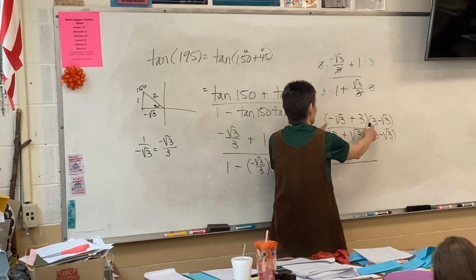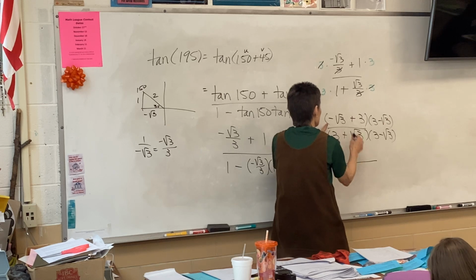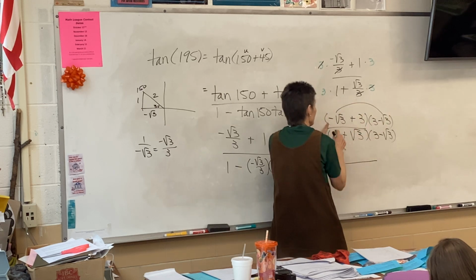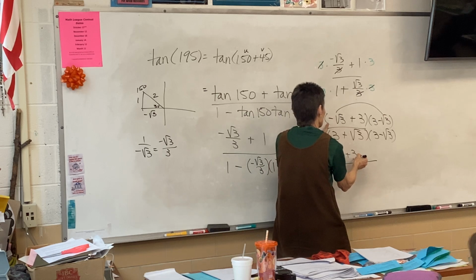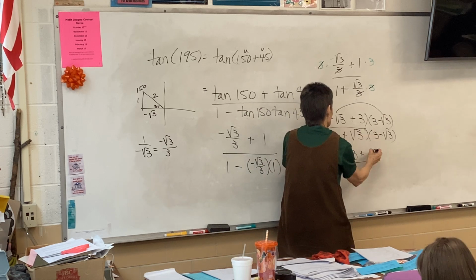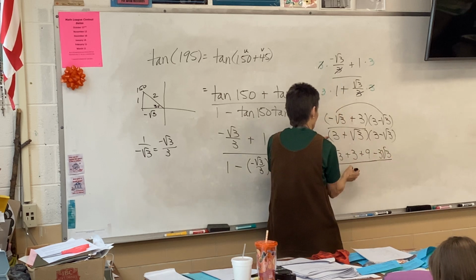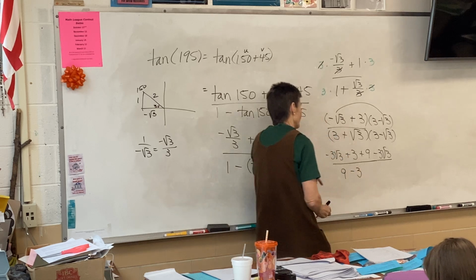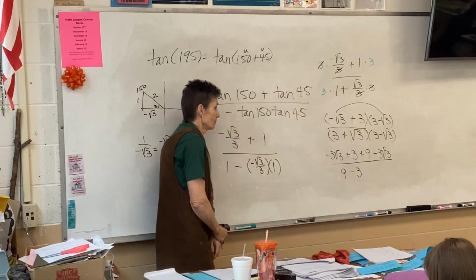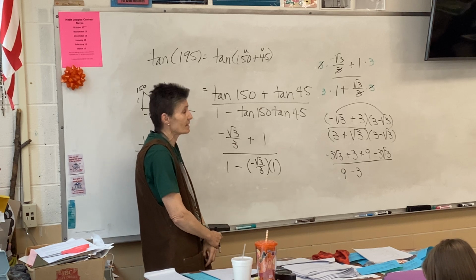So very carefully, first. Now, what happens when you multiply a root 3 times a root 3? 3. You just get 3. You know, I told you tangents are more messy than sines and cosines.